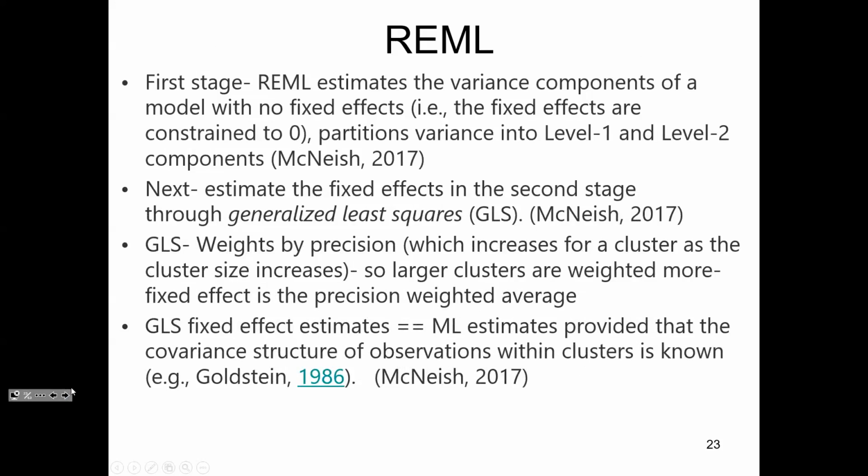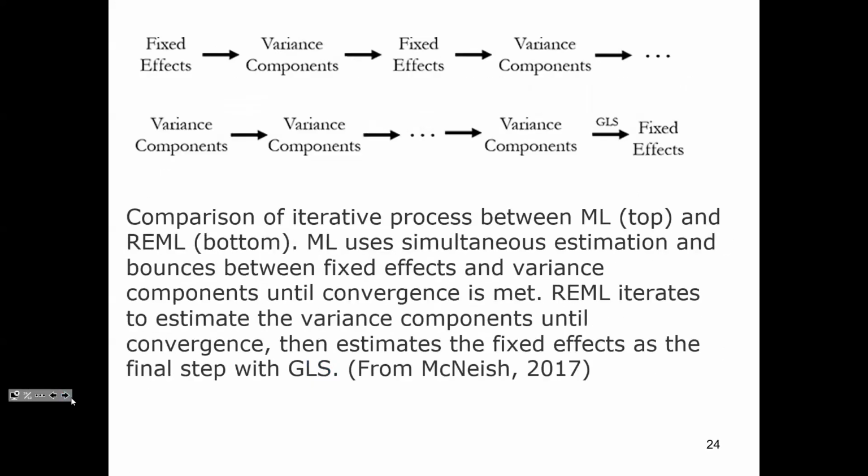And the GLS fixed effects estimates should be the same as the maximum likelihood estimates, provided that the covariance structure of the observations in the clusters is known. So that's fine. It turns out that both of these techniques use an iterative process, but maximum likelihood is bouncing between the variance components and the fixed effects until we meet convergence. And REML is actually just estimating the variance components until convergence, and then it estimates the fixed effects as a final step with GLS.